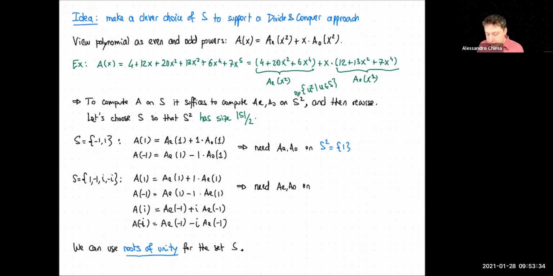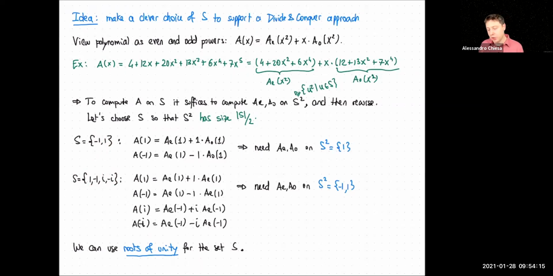So this time, to evaluate A on the set of points 1, -1, i, and minus i, I will need to evaluate A even and A odd on which set? S squared equals what? -1 and 1. So here we start seeing a pattern, okay? If I want instead to construct a set of size 8, I'm going to consider the square roots of all these guys, because here I started and took the square roots of all these guys and went here. Now if I want to double my set size, I'm going to keep taking square roots.